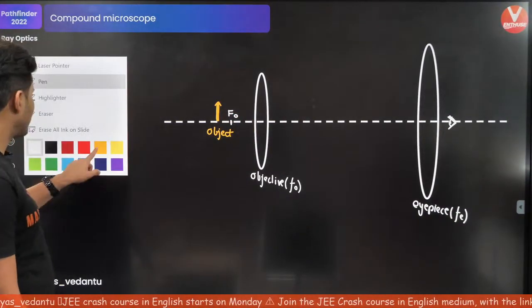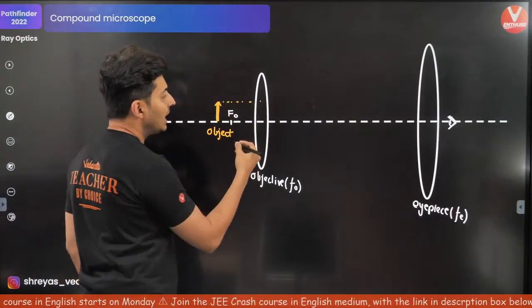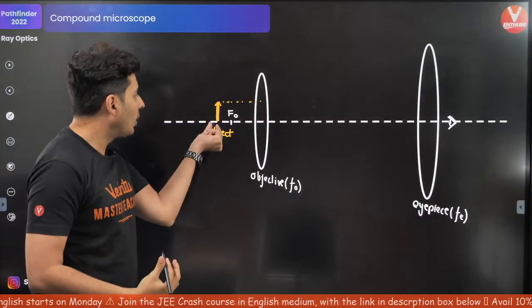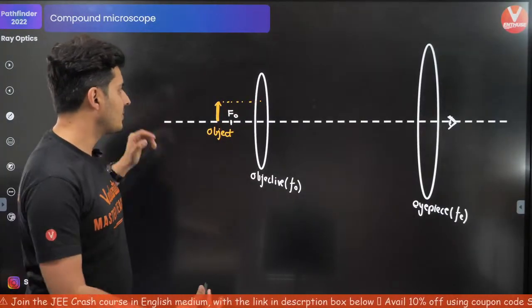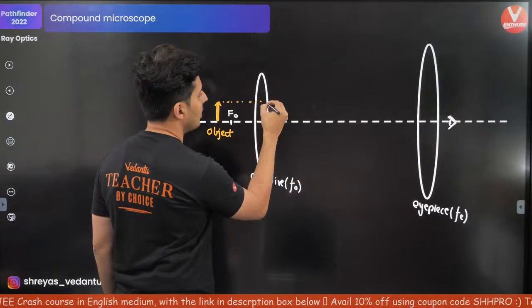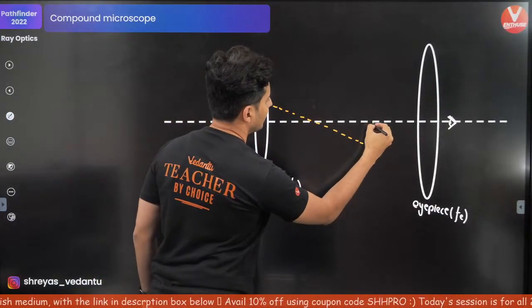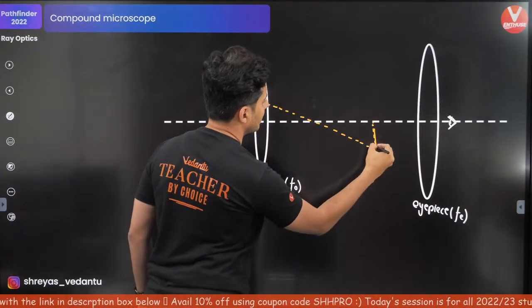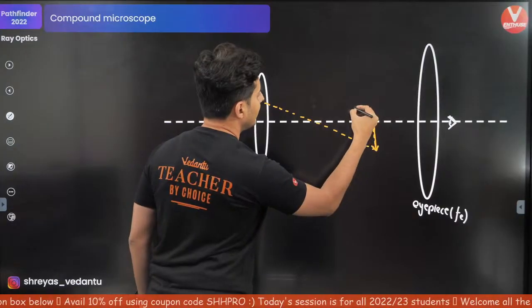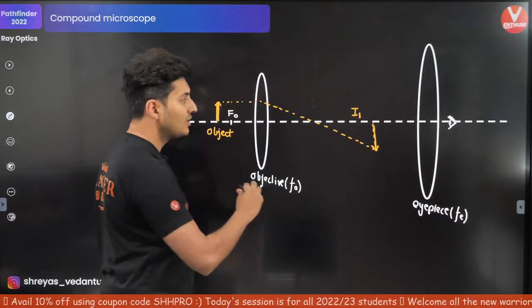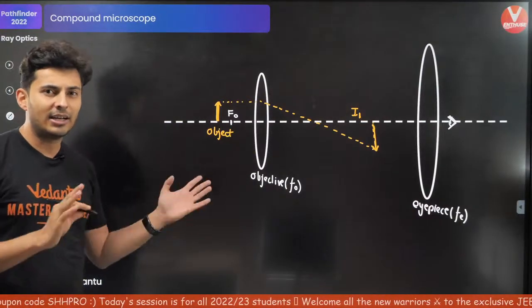Because of which the image will be real in nature. Only when the object is here is the image virtual and on the same side. So you will get a real image probably somewhere here, and enlarged. This is the first magnification which is happening. This is your intermediate image, I1. This is not your final image. It's slightly magnified but inverted and real.